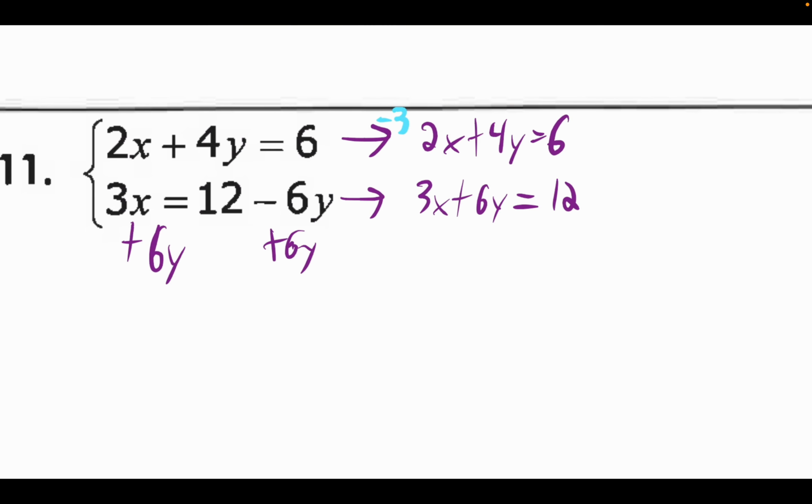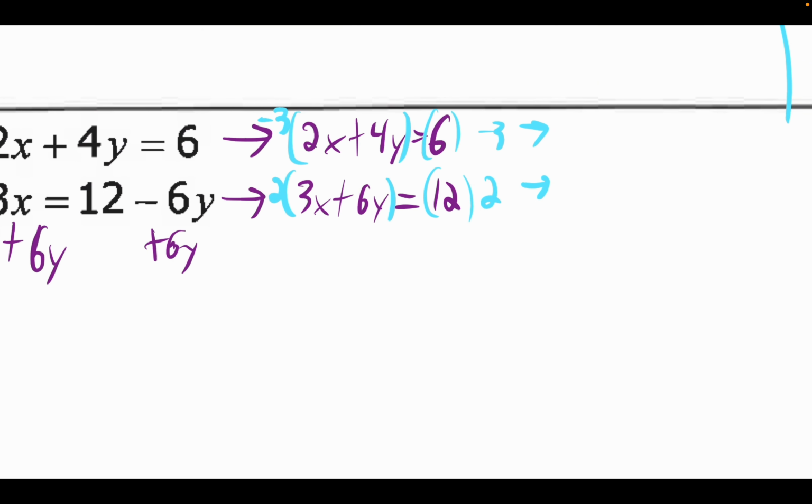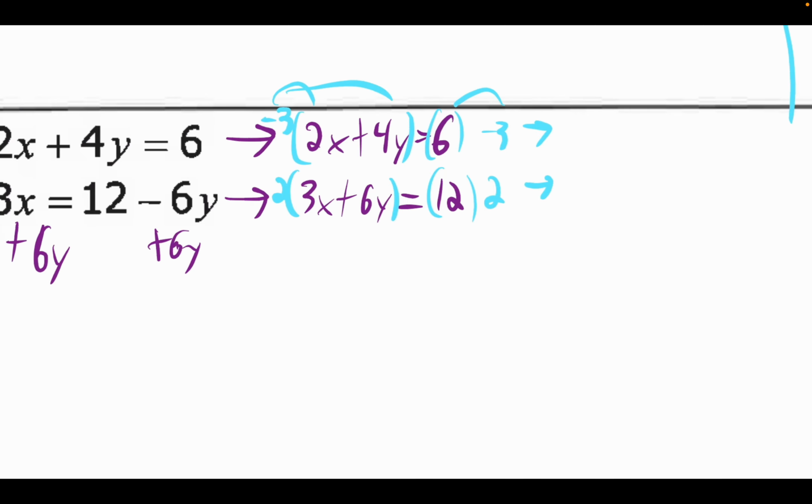So multiply the top equation by 3, bottom equation by 2. Either 3 or 2 is negative here, it doesn't matter, but one of them has to be. And so, as we do this, we end up getting in the top equation, negative 6x minus 12y equals negative 18. And the bottom equation ends up being 6x plus 12y equals 24.